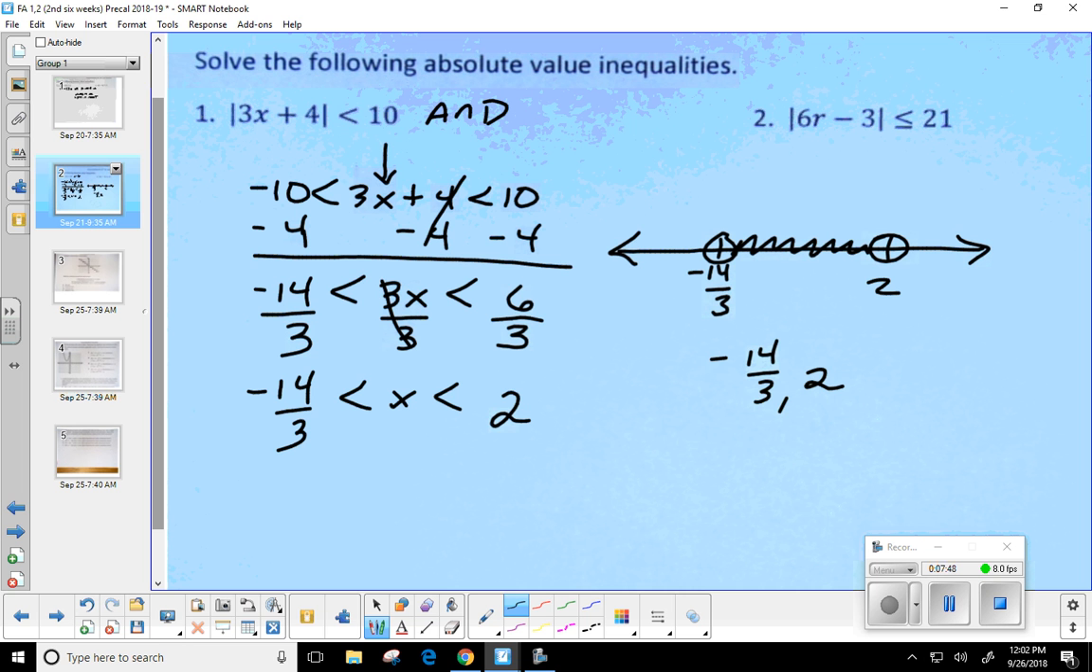But how am I going to cap that? Parentheses or brackets? Parentheses, because we will not include those. If I were to plug, say, 2 in, it should give me a false statement. It should not work.